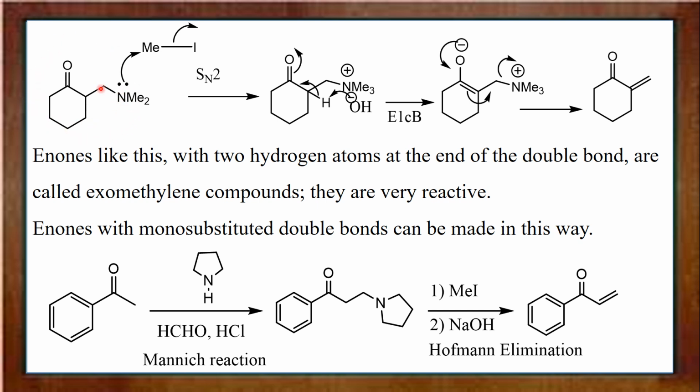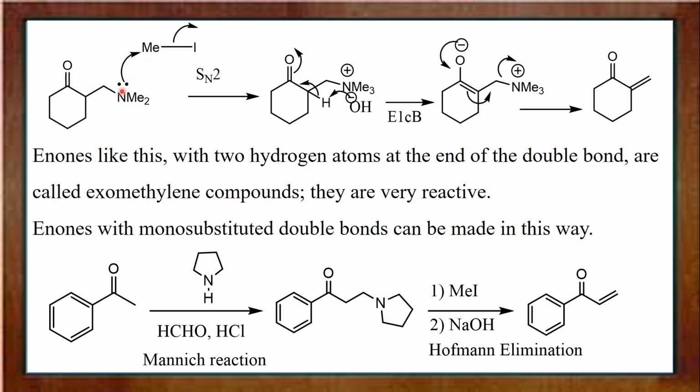So the product of the Mannich reaction is an alpha aminomethyl carbonyl compound, and this aminomethyl compound can be treated with methyl iodide. So here it is an N,N-dimethylamino group. It may be a simple amino group like NH2 or NH methyl, or an N,N-dialkylamino group like this. So the amino group on treatment with excess of methyl iodide undergoes methylation.